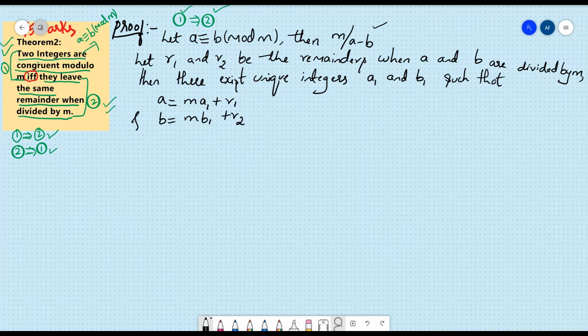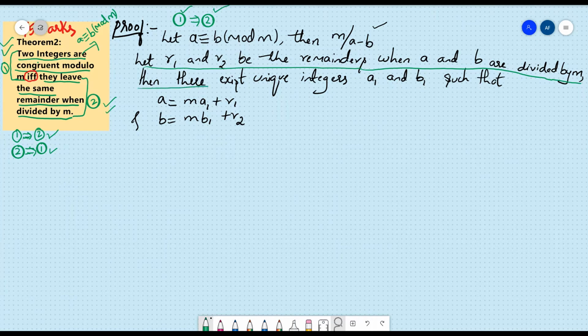So what I'm going to consider here is, let R1 and R2 be the remainders. At last I'll show that these two remainders are the same, that is, they leave the same remainder when divided by M. But before that, I'll consider that we are getting two remainders, R1 and R2, when A and B are divided by M.